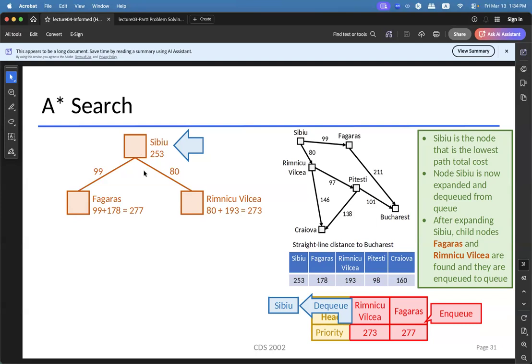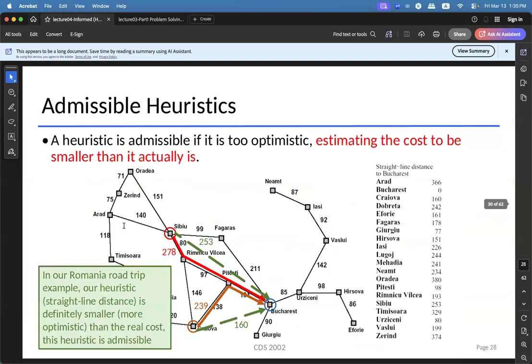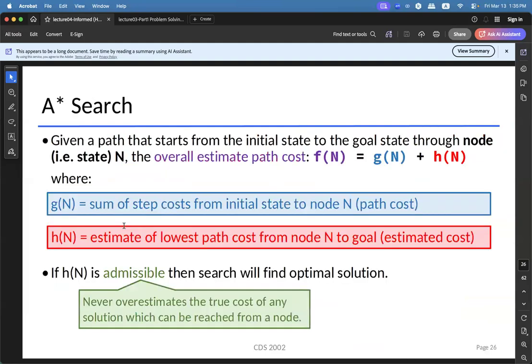So in A-star search, we take a look at the overall estimated cost, and the overall estimated cost has two components. The first component is the path cost, and the second component is the estimated cost. As you can see, you can see the formula right here. You just add them all together.